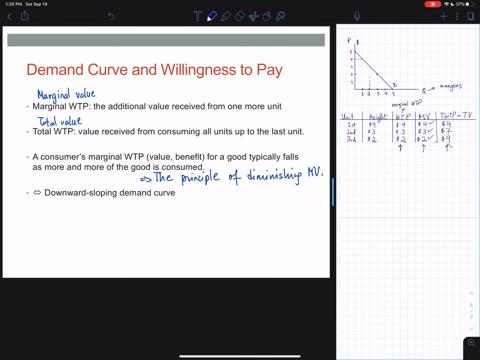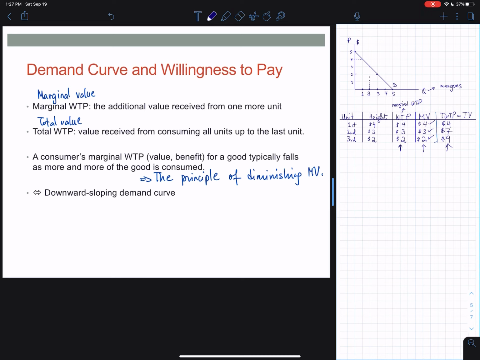One of the key principles in economics is the principle of diminishing marginal value. What we believe is a consumer's marginal willingness to pay, or marginal value for a good, typically falls as more and more of the good is consumed. You can think of it as the satisfaction that we derive from a good at the margin falls as we consume more and more of the good.